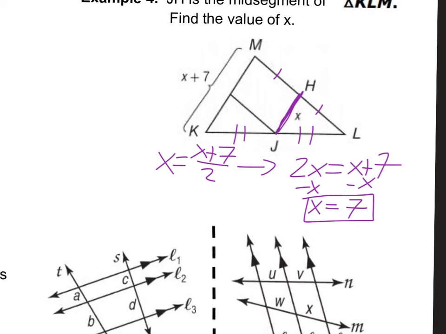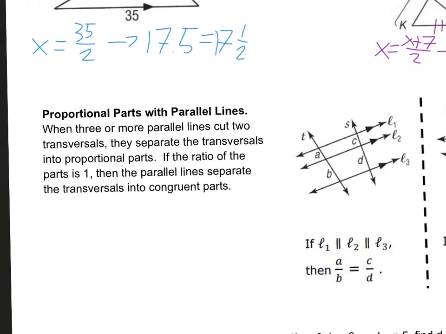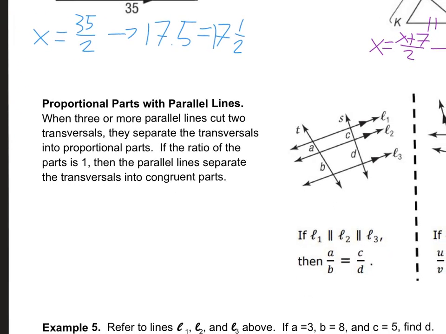All right, last thing for today. Proportional parts with parallel lines. I know it looks like there's a lot in here, but it uses terms that we've talked about before. So when 3 or more parallel lines cut 2 transversals, they separate the transversals into proportional parts. If the ratio of the parts is 1, then the parallel lines separate the transversals into congruent parts.